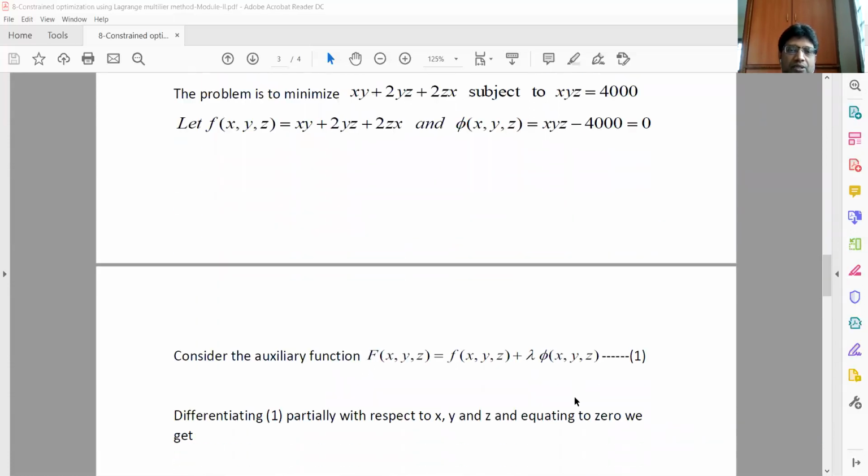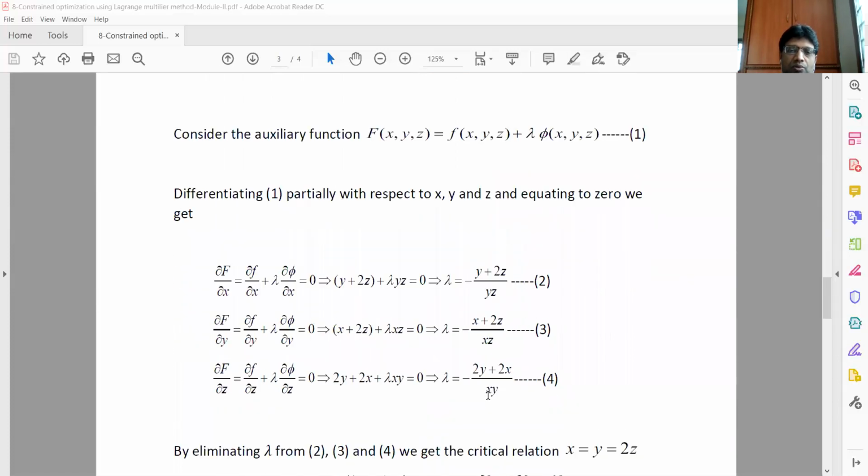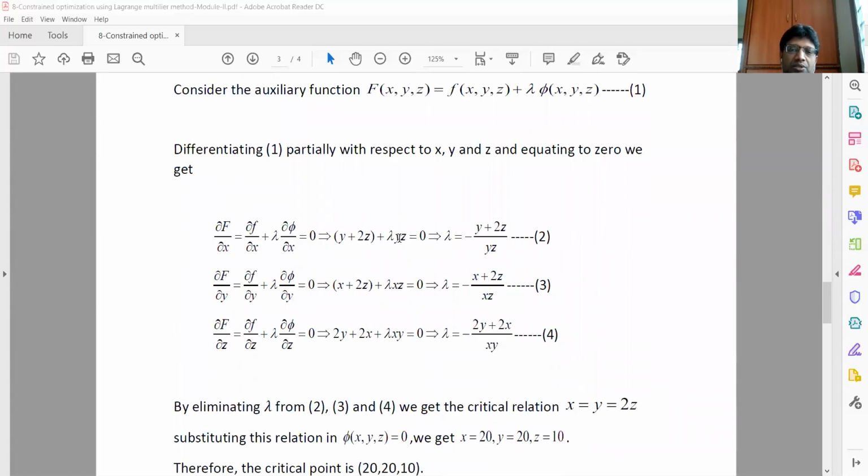So form the Lagrangian function. Capital F of x, y, z equals small f of x, y, z plus lambda times phi of x, y, z. So calculate dou f by dou x first, and next dou f by dou y and dou f by dou z. Equate all of them to 0. So if you equate, you will get 3 equations like this.